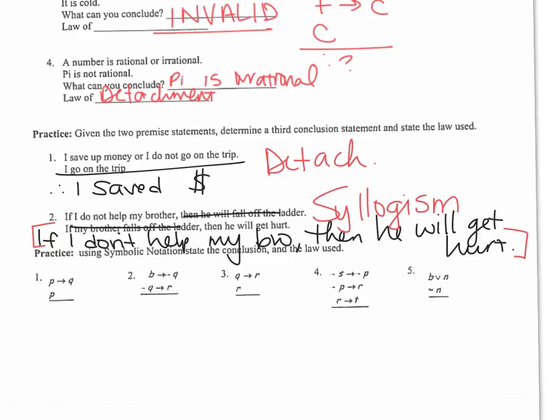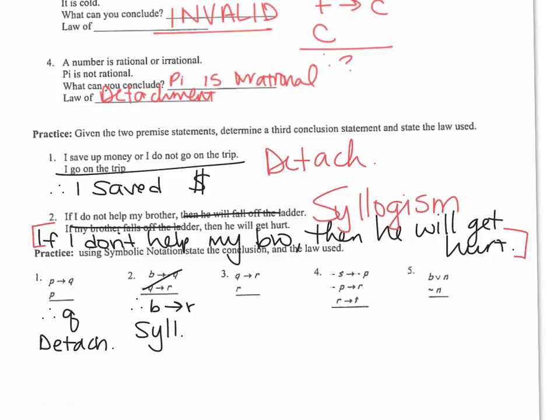So now we're looking at symbols. You're going to draw a conclusion, and then you're going to tell me whether or not it's detachment or syllogism. P arrow Q, given P. Therefore, I can conclude Q. It's detachment. If I look at number 2, it says B arrow, that's supposed to be a squiggle Q, and that's supposed to be a squiggle too. Anything that doesn't look like a squiggle is a squiggle. B arrow, squiggle Q, arrow R. Those cancel out. Therefore, B arrow R, syllogism.